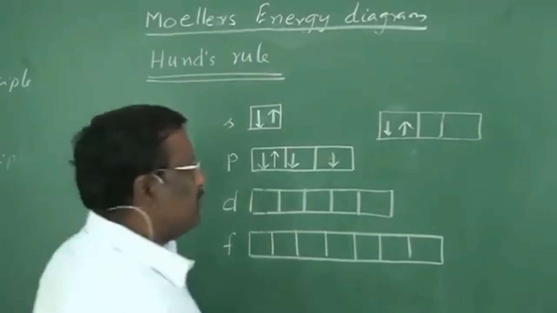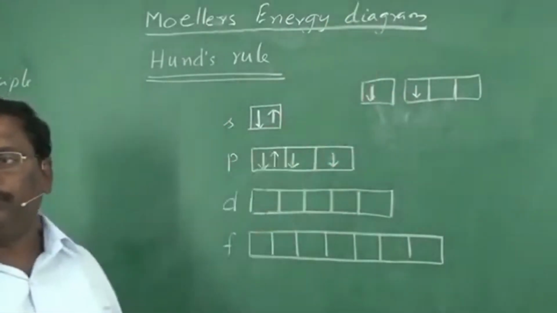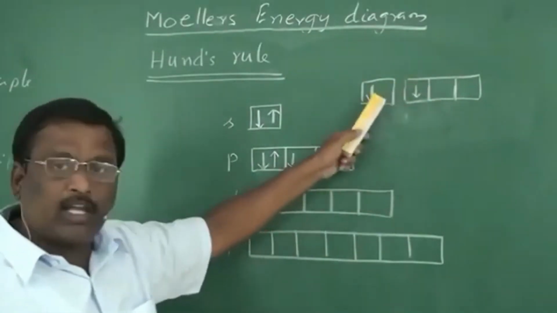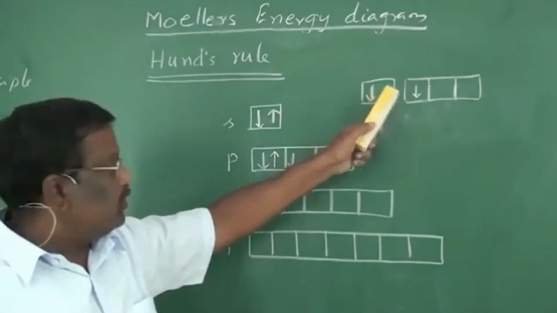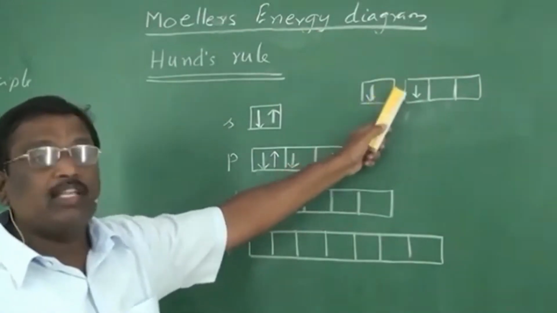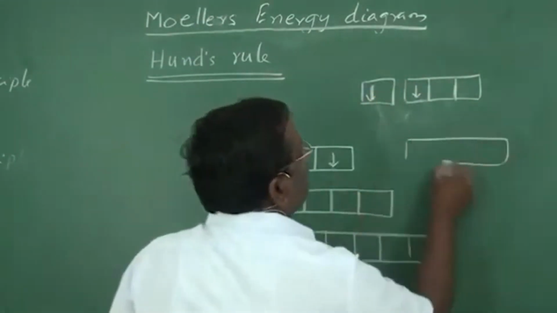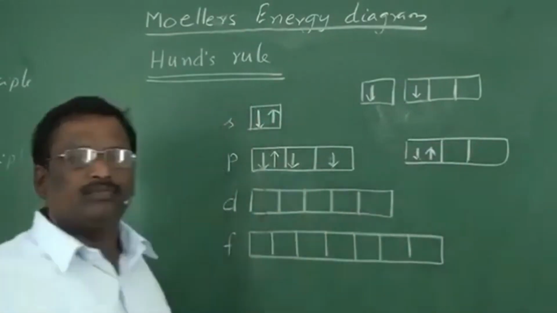Suppose in some other atom, the electron configuration is represented like this, so this is against the Aufbau principle. Because the electron will enter into this orbital only when this orbital is completely filled. So this configuration is against the Aufbau principle, and the previous configuration is against Hund's rule.